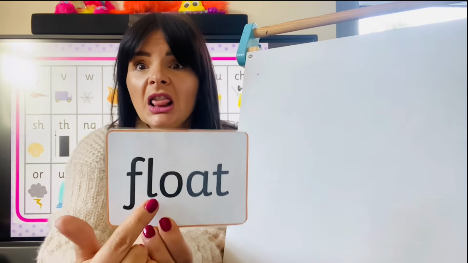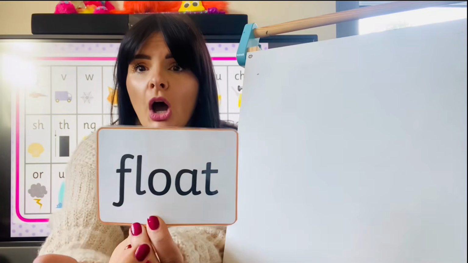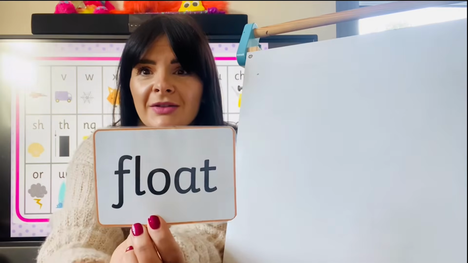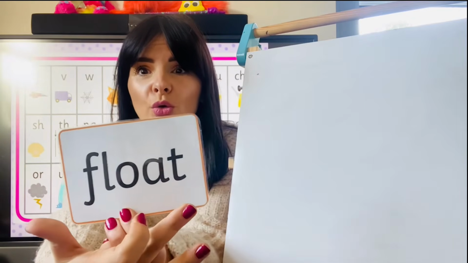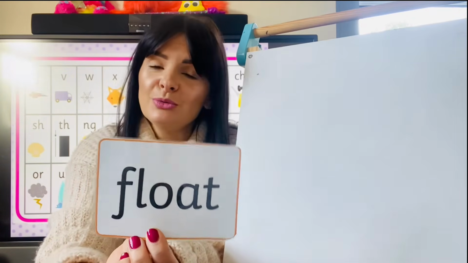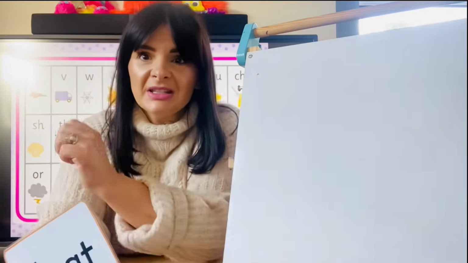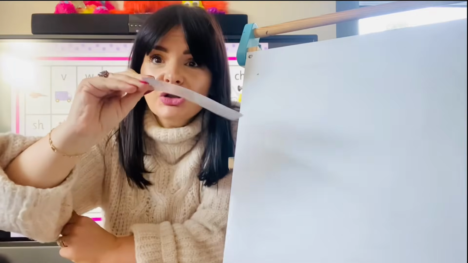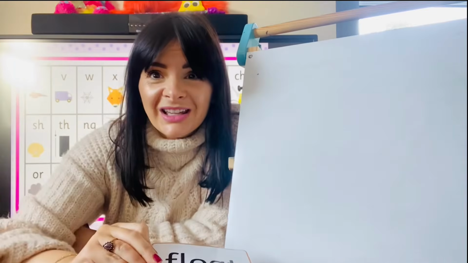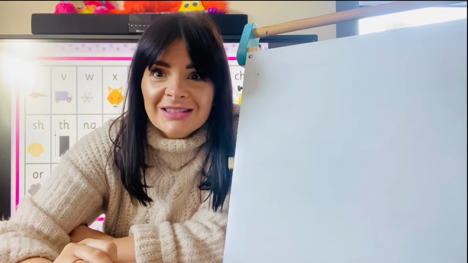F, O, T. Float. You can float things on the water. You could do an experiment to see which objects float on top and which objects sink. That's always a fun thing to do in the water tray, isn't it?